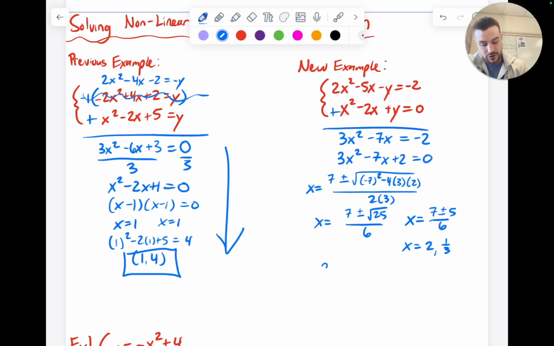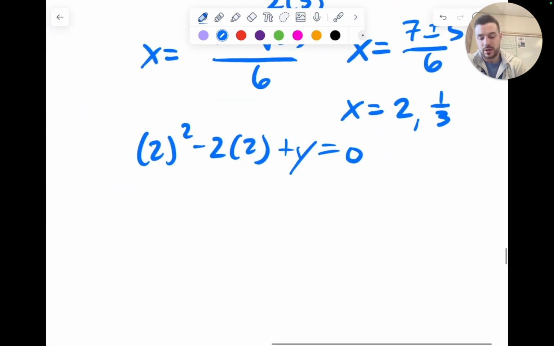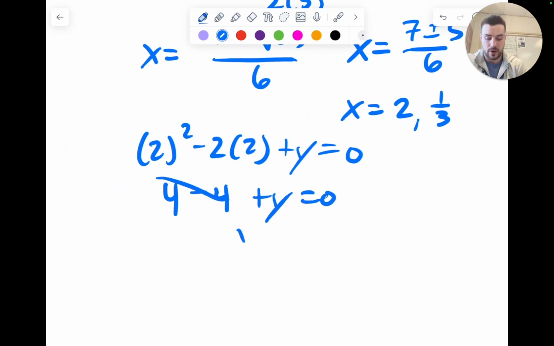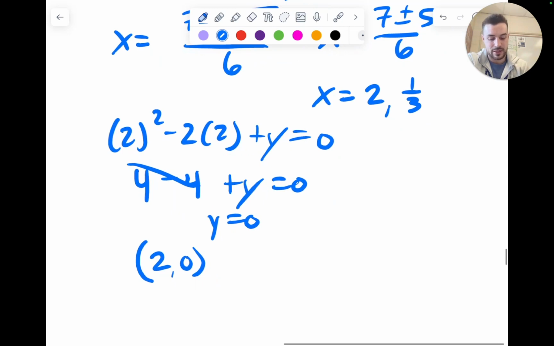So I have 2 times, let me do the bottom equation. 2 squared minus 2 times 2 plus y equals 0. 4 minus 4 plus y equals 0. Well, these cancel. I get y equals 0. So one solution is going to be 2 comma 0, and the other is going to be a little bit more challenging because we're squaring a fraction.